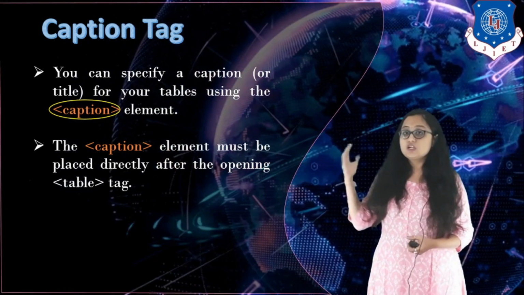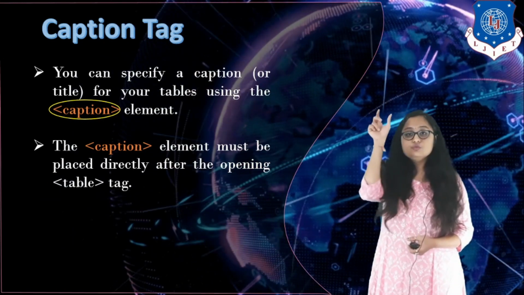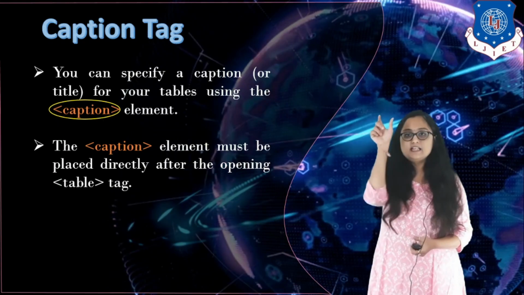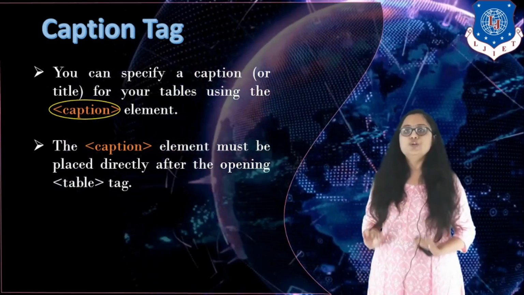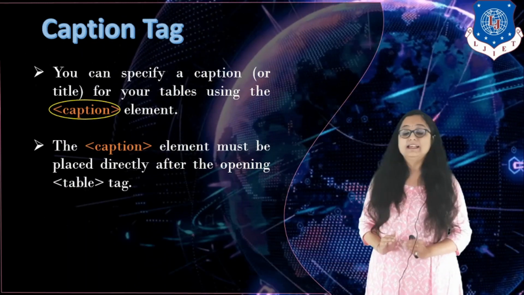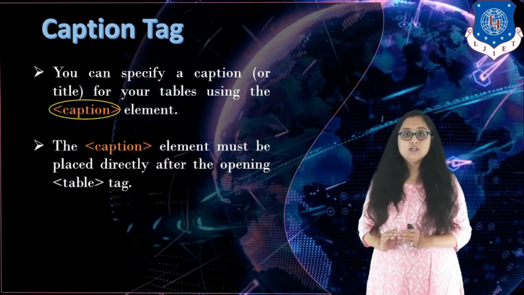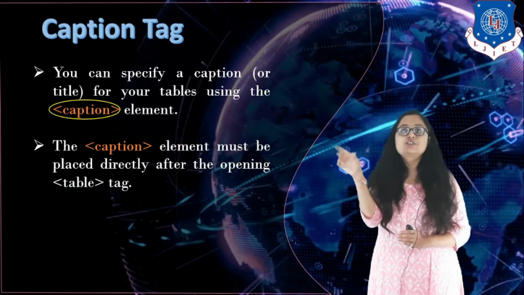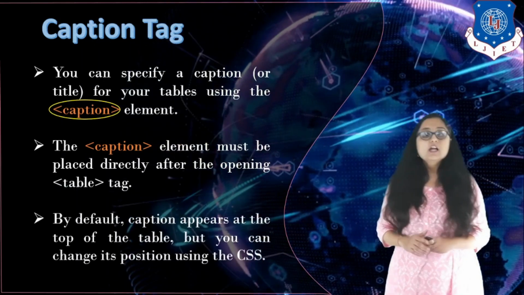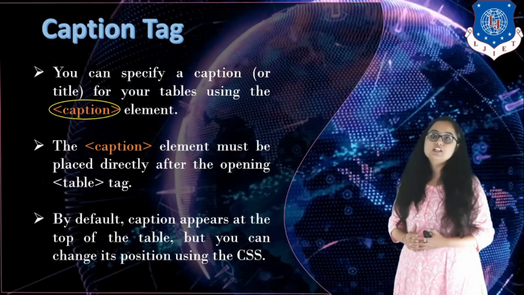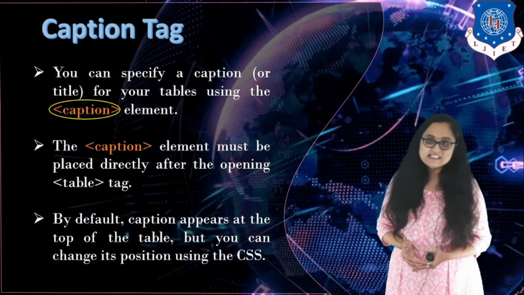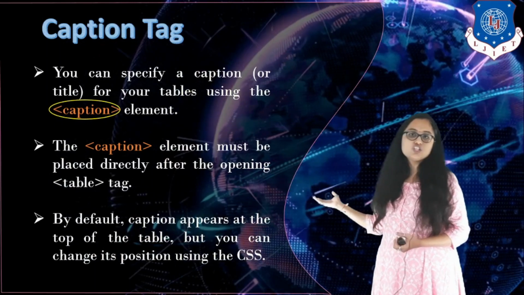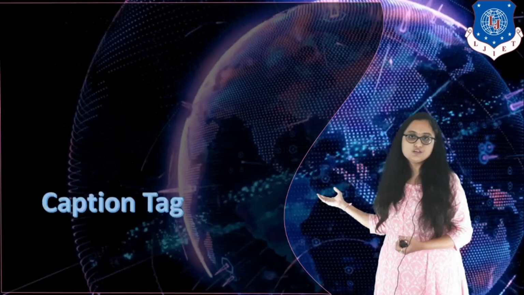It means we have already seen the syntax of a table, so you know that the first thing you write is the table starting tag. A caption is totally optional, but if you want to put a caption for your table, it should be placed directly after the table tag, right? By default, the caption appears at the top of the table, but if you want, you can change its position through CSS. We are not changing it through any HTML attributes, right?